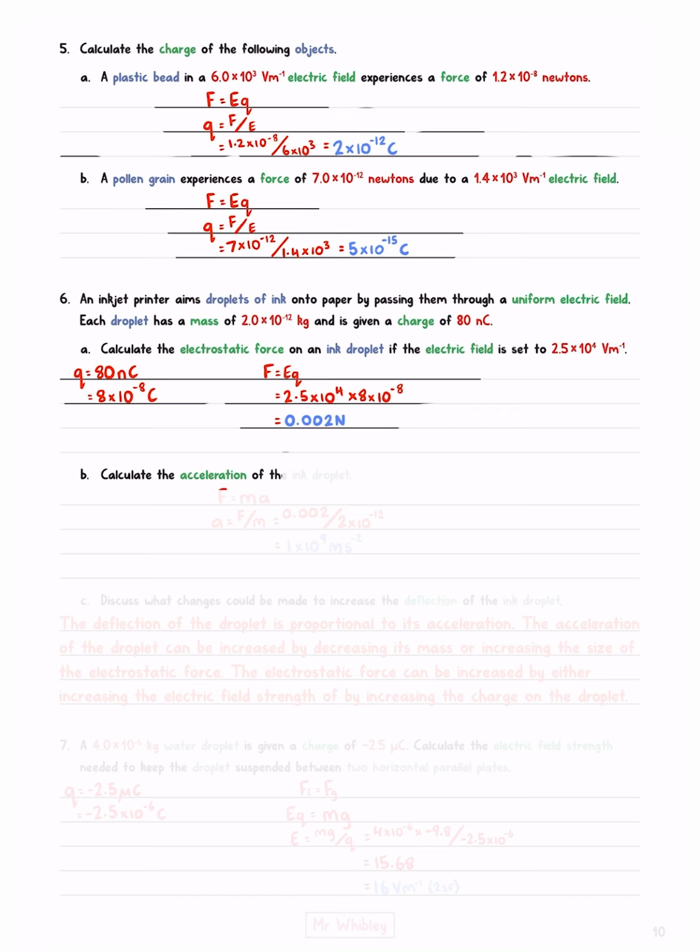Calculate the acceleration of the ink droplet. To find the acceleration, knowing the force and the mass, we can use F equals ma, rearrange for acceleration by dividing both sides by the mass. Putting our force and our mass in gives me 1 times 10 to the 9 meters per second.